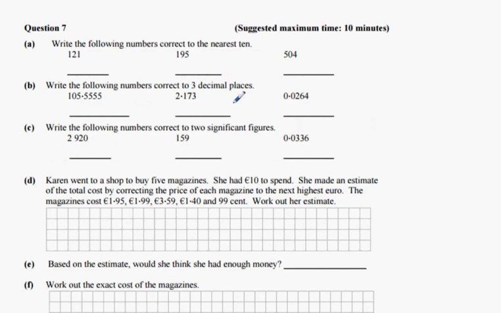Question 7. Write them to the nearest 10: 120, 200, 500. Write to 3 decimal places: 105. Round off 55 to 60. So 5560. That's 4 decimals. I only want 3. So what I'm going to do instead: 105, 5, 5, 6. This one here, it's already done, isn't it? The next one, 0, 2, 6.